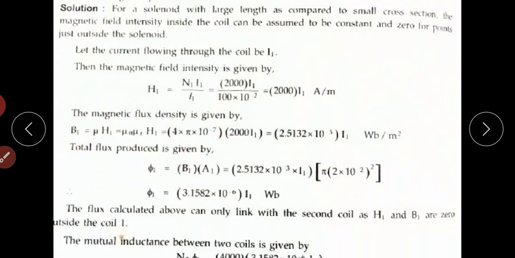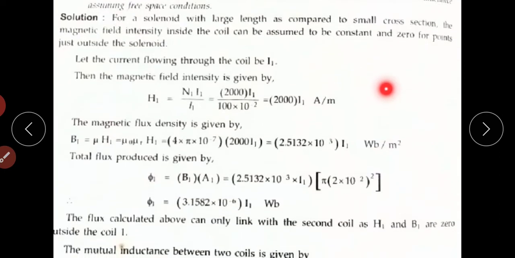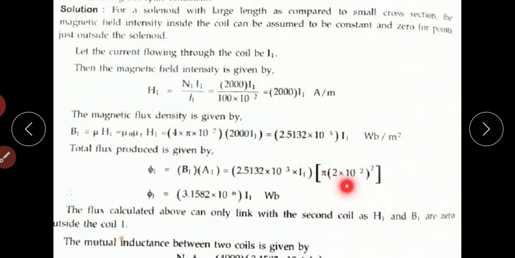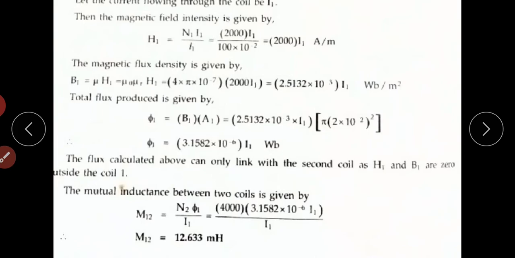Next, the flux and flux density relation: phi equals B into A. So phi 1 equals B1 into A1, where B1 equals the value above and A1 equals pi into r square. The r value equals 2 centimeters, so pi into (2 into 10 to the power of minus 2) whole square. Finally, phi 1 equals 3.1582 into 10 to the power of minus 6 into I1 webers.